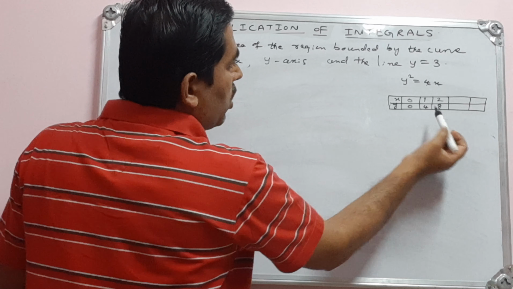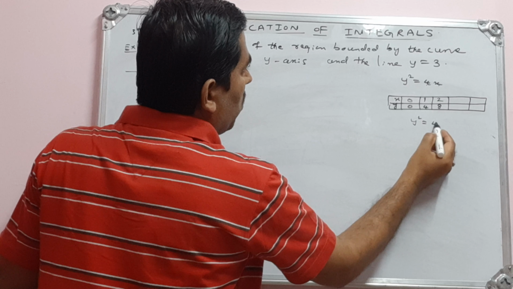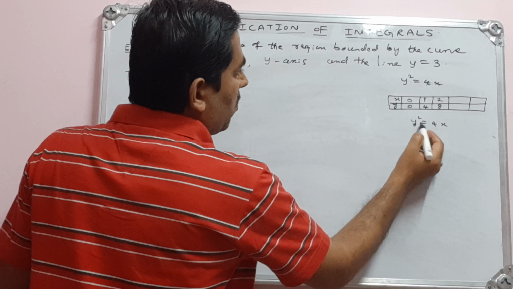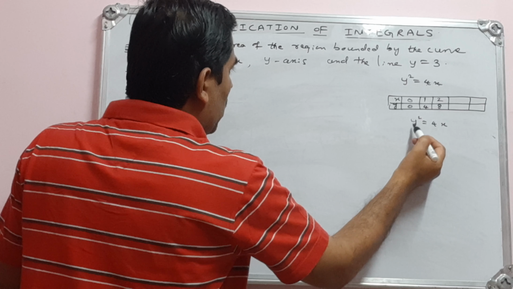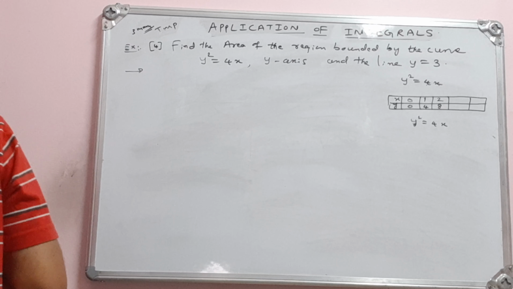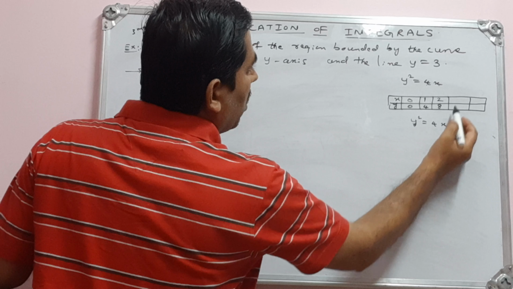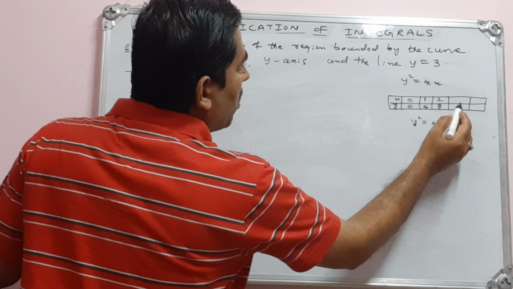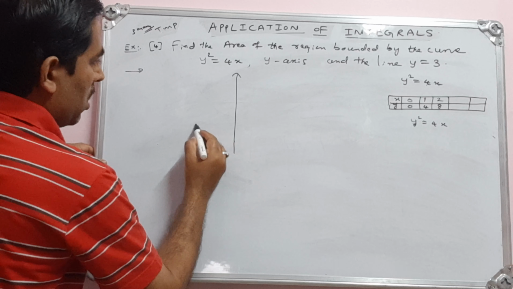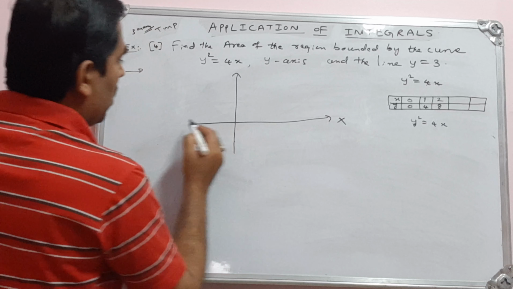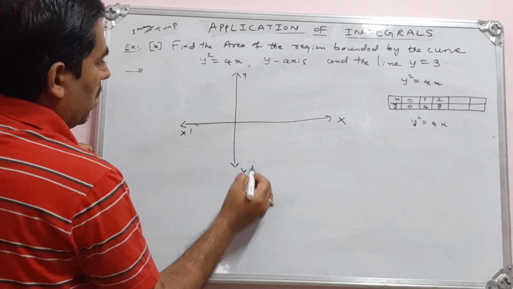Then I can give the values for y, so y square is equal to 4x. So if I give y is equal to some negative value, then also I can get the positive value for x. Okay, then let it be this. See, let us mark these points. So how the graph looks. So let us consider this as x-axis and this as y-axis.